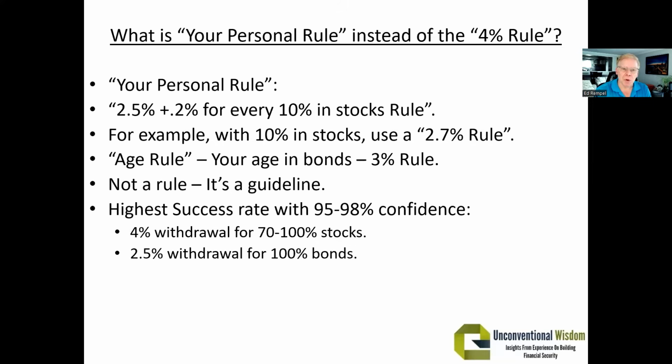Now, your personal rule, this is what it is. We have the 4% rule, which is kind of catchy. And I came up with the rule that actually works from the study. The rule is: 2.5% plus 0.2% for every 10% in stocks. Now, I found it's not very catchy. It didn't really catch on. So I'm calling it your personal rule. Basically, it's an alternative to the 4% rule based on your risk tolerance.